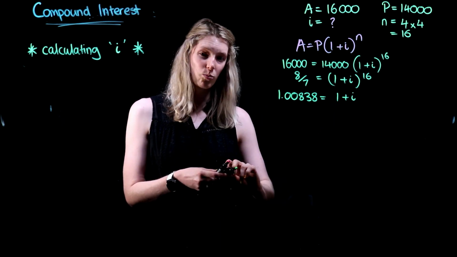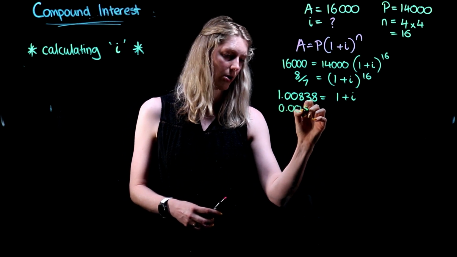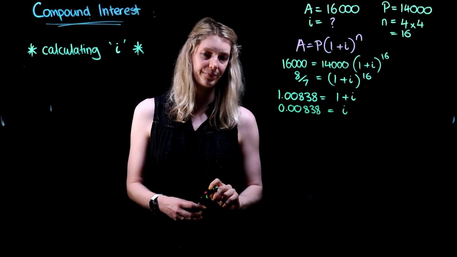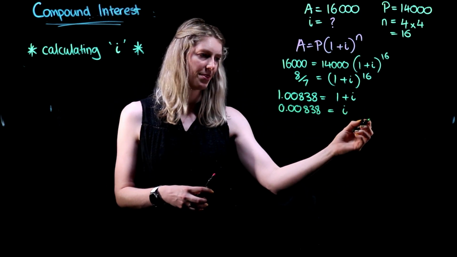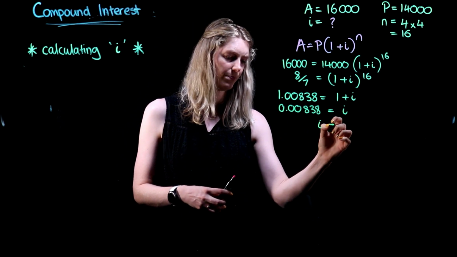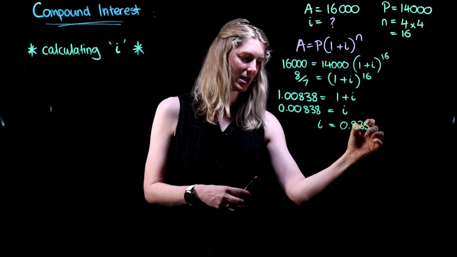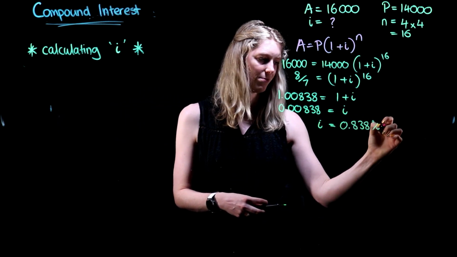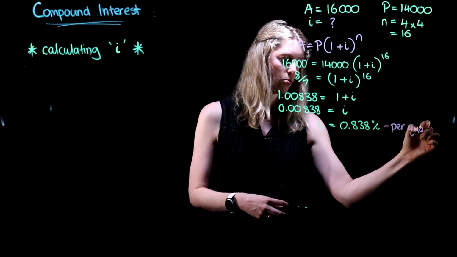We can now subtract 1 from both sides. So we'll have 0.00838 equals I. The only thing we have to watch with this particular solution is that we will have 0.838%, but this is just representative of the interest rate per quarter.